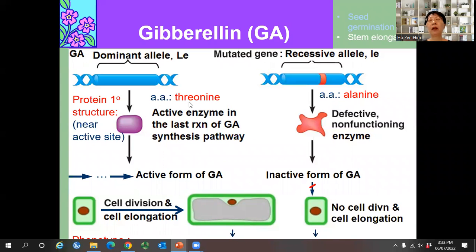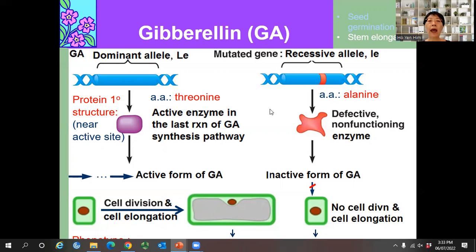Remember, a pathway is made up of a series of reactions, just like aerobic respiration and photosynthesis, which are actually pathways made up of many, many steps. And every step has one enzyme coded by one gene, right? So this LE allele codes for an enzyme for the final step of the GA synthesis pathway. Once you have this enzyme, you will convert GA into the active form of GA. This GA will lead to cell division and cell elongation, so therefore the stem will grow taller and longer.